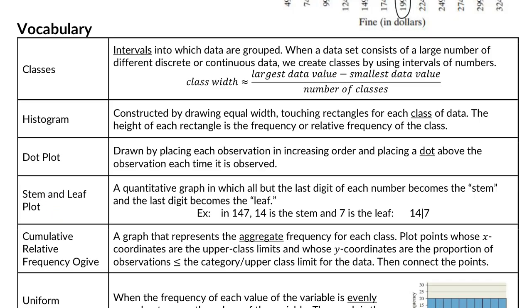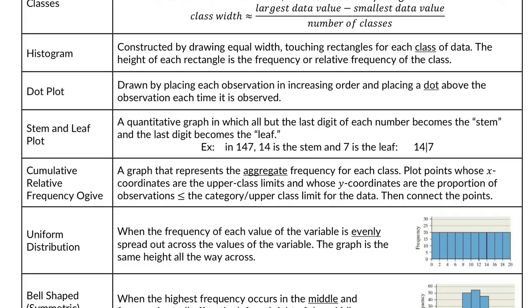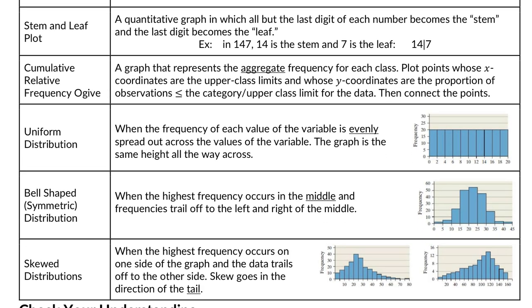Then we have our cumulative relative frequency ogive. It's a graph that shows the aggregate or cumulative frequency for each class. You'd plot points where the x coordinates are the upper class limits and y coordinates are the proportion of observations less than or equal to the category or upper class limit for that data.